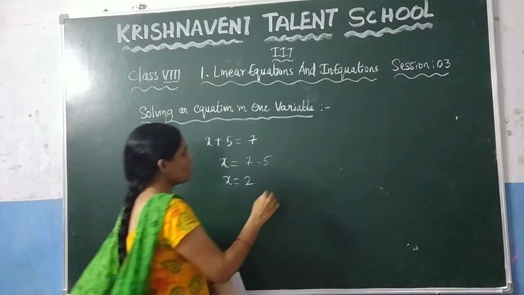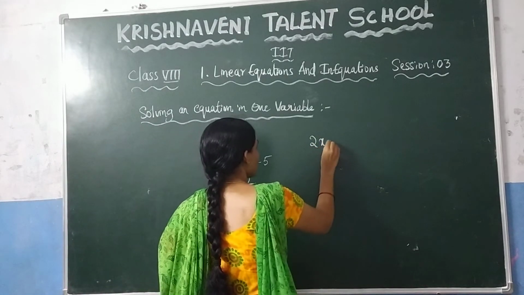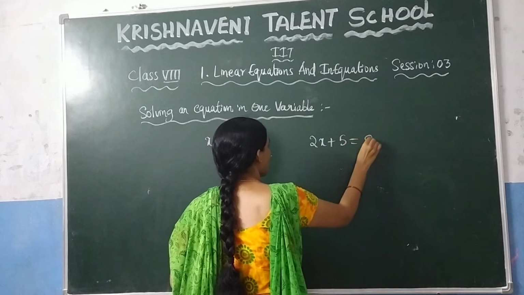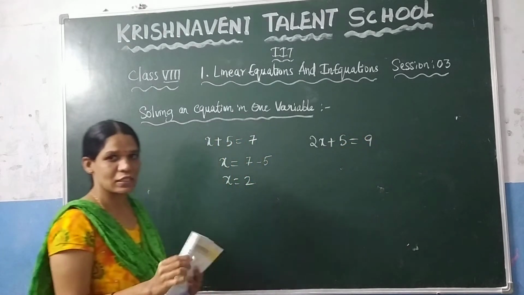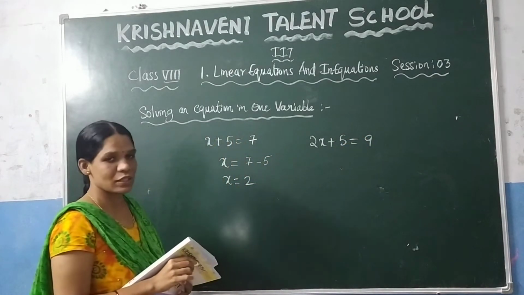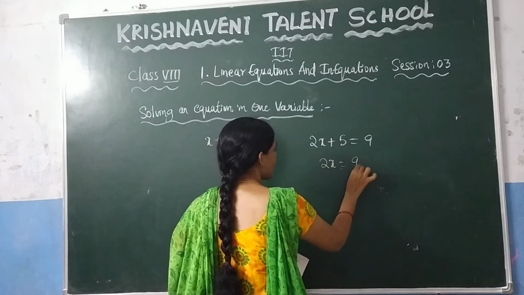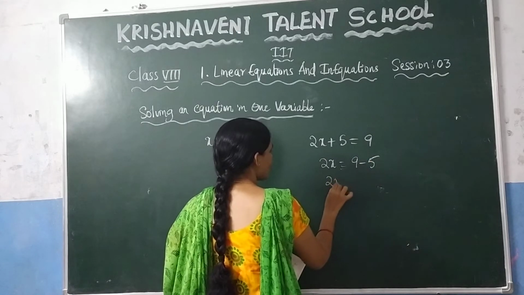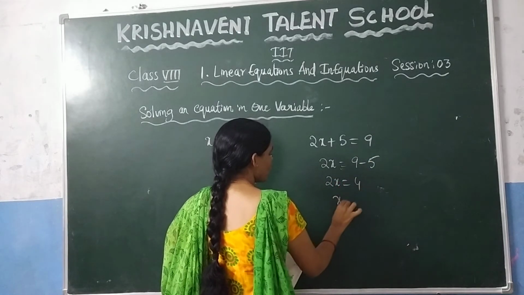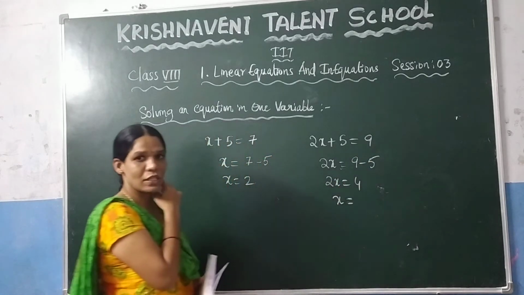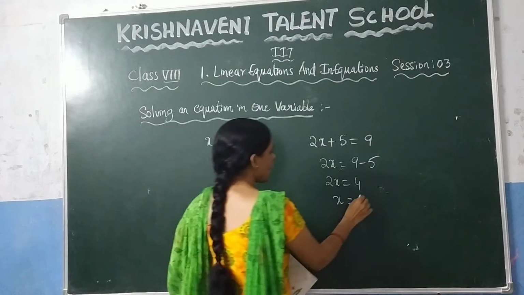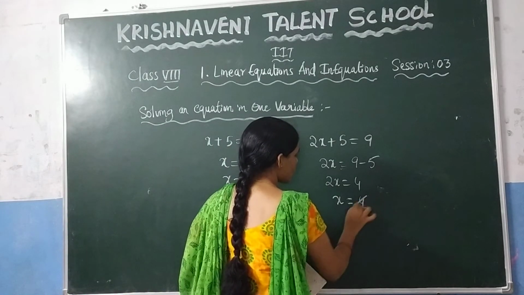Now consider one more linear equation: 2x plus 5 is equal to 9. If you want to solve this linear equation, you just need to take all the numbers to one side. So what you get here is 2x is equal to 9 minus 5, which gives 2x is equal to 4. You know that multiplication, if you take it to the right hand side, becomes division, and you will get 4 by 2, which is 2.